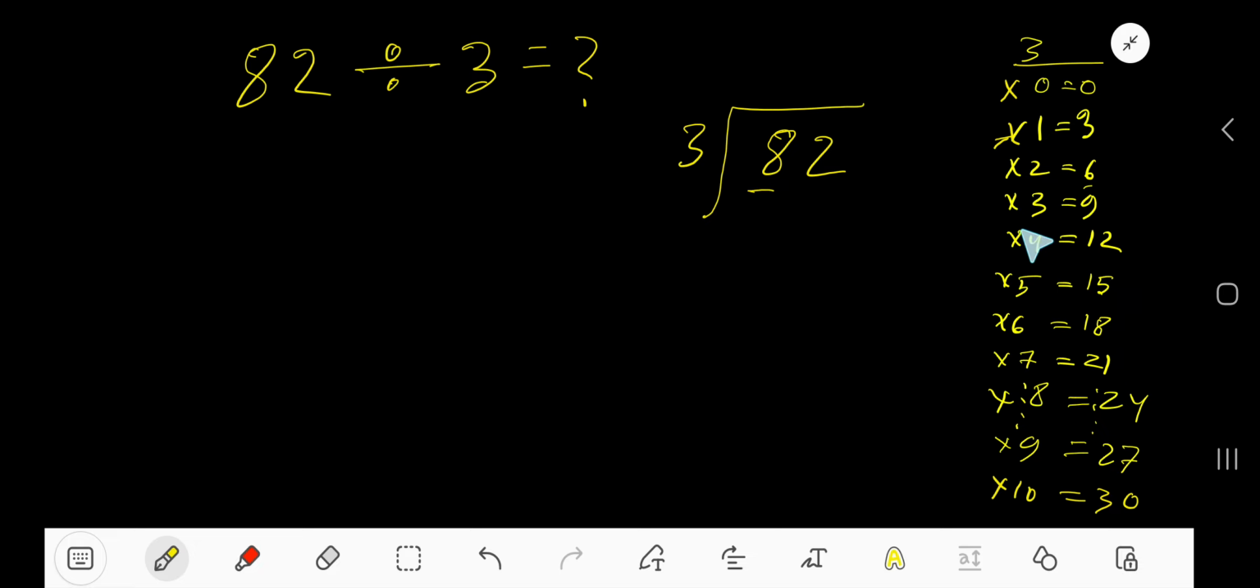3 goes into 8 how many times? 3 times 3 is 9, which is greater. So 2 times, write 2. 2 times 3 is 6, subtract, 2, bring down this 2.